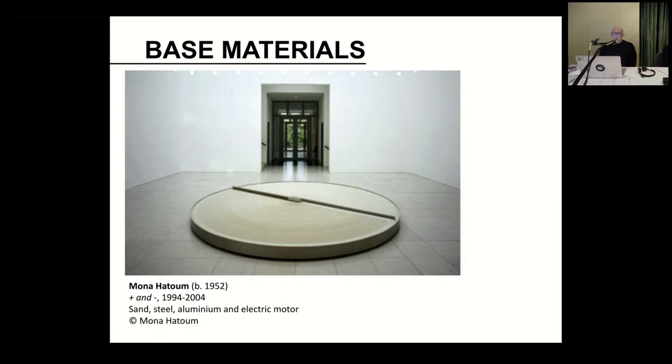Base materials are also very important, and these can be industrial or everyday materials or natural materials. Here we see an artwork by Mona Hatoum, predominantly made with sand. There's about 750 kilos of sand in this work. It's reminiscent of a Zen garden. And in this case, the motorized armature creates a raked effect on one side, and on the other side simultaneously flattens the sand in an endless cycle of creation and erasure.